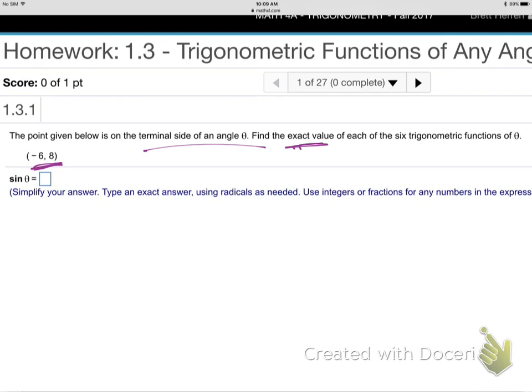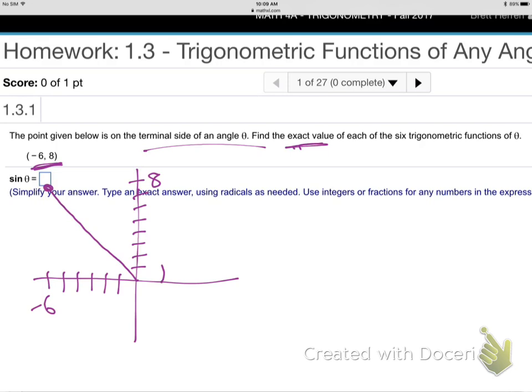So they're saying you've got a point on the coordinate system. Let's find it. Back 6, 1, 2, 3, 4, 5, 6. Up 8, 1, 2, 3, 4, 5, 6, 7, 8. So back 6, up 8. You got a dot there. Here's the angle, theta. I don't even know what that angle is. Who cares? We just got to find the sine of that. Okay, so you're with me so far.